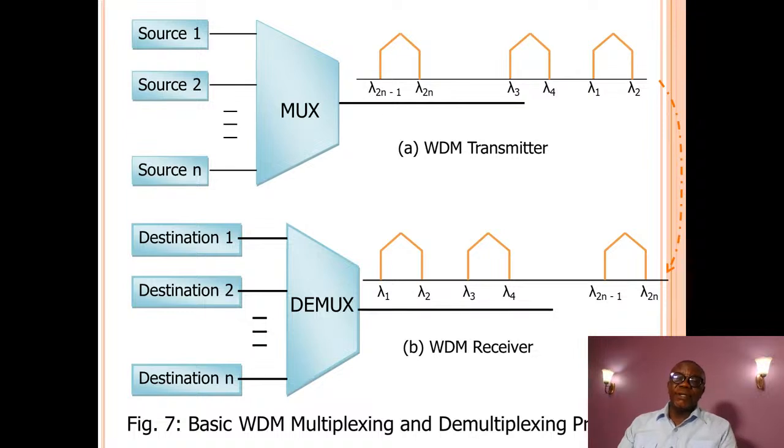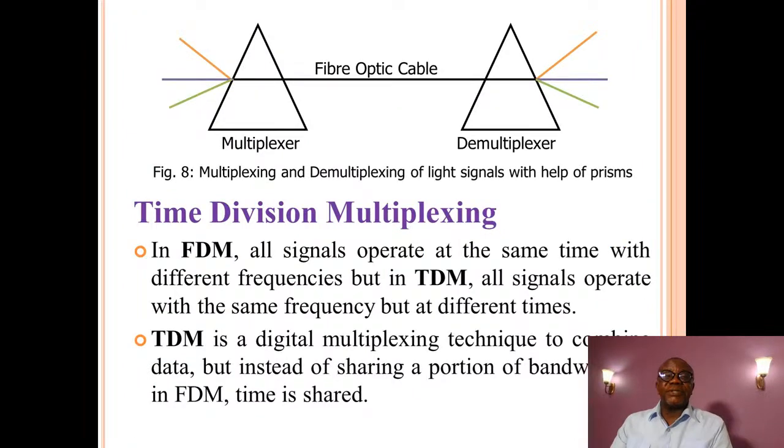Wavelength 1 to 2, 3 to 4. Then this last one should be wavelength 2n minus 1, 2n. So at the demux end, they are separated just like we said in the FDM.